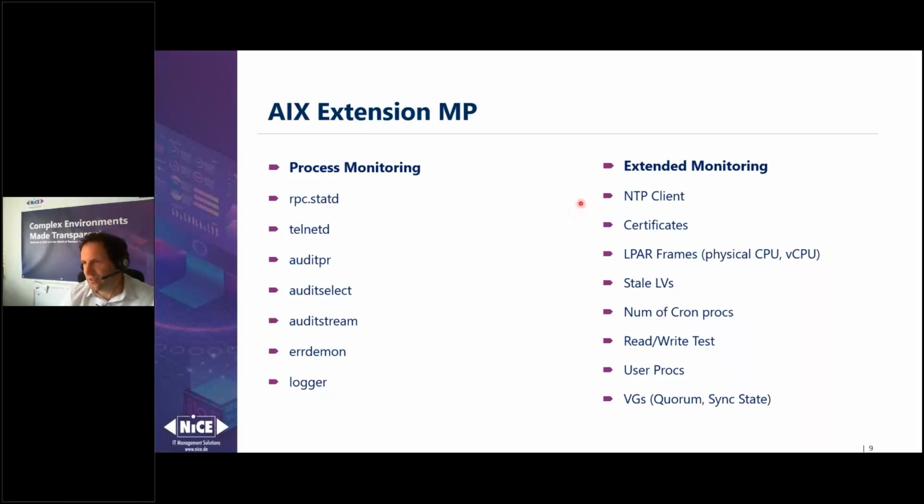Besides the processes, as mentioned, we have the NTP client, the certificate monitoring, monitoring of the LPAR, basically the actual LPAR which is running on the PowerVM system, in terms of physical CPU and vCPU. Then we analyze stale logical volumes which might be on there. We also have a performance counter for the number of cron processes, and you can also put alerting on that in case you would like an alert. And then we have the read and write test, as I explained, plus some additional ones.